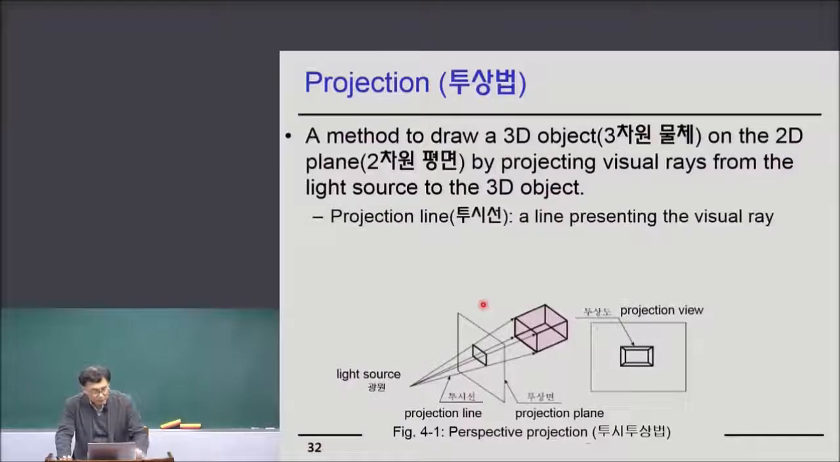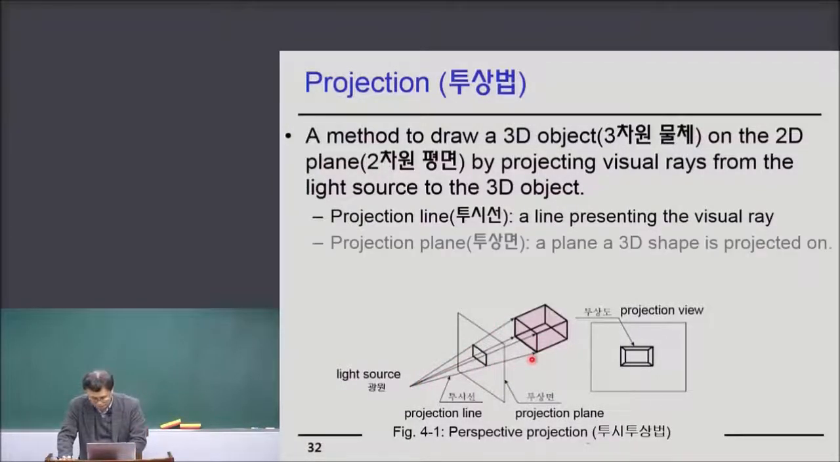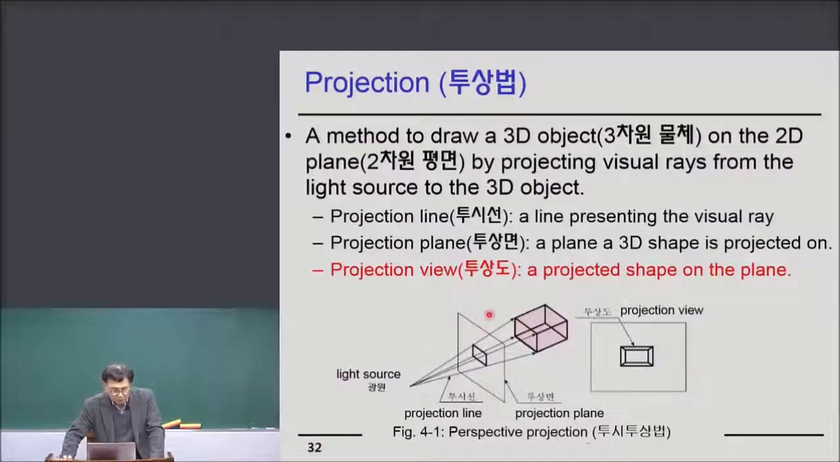So in defining projection, maybe we define a projection line. It is a line representing the visual ray from the light source. So we call it a projection line. And the projection plane is a plane a 3D shape is projected on. So this is the projection plane. And the projection view is the projected shape on the plane. So this is the projection view. Now this is one example of a projection view.